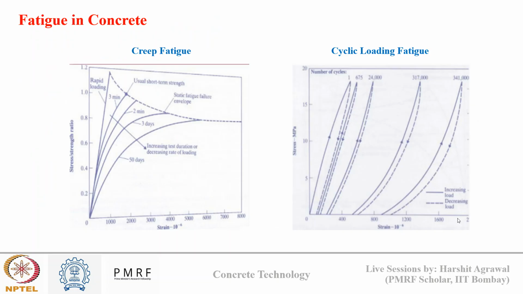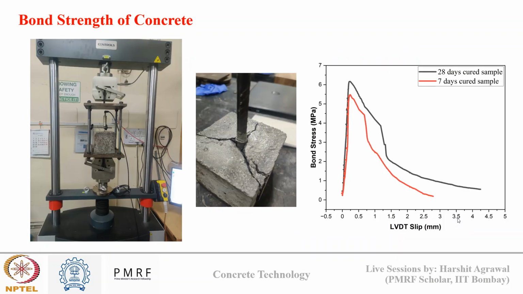Then we talked about fatigue in concrete, why fatigue occurs, and we talked about two types of fatigue deformation, that is creep fatigue and cyclic loading fatigue. We discussed bond strength in reinforced concrete, and how concrete and reinforcement properties affect the bond strength. There we saw three cases, and how bond strength is determined using pull-out testing.